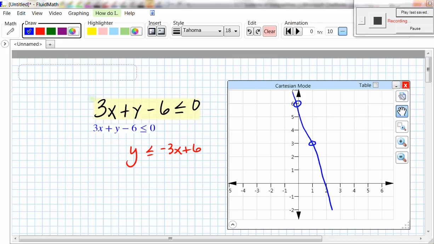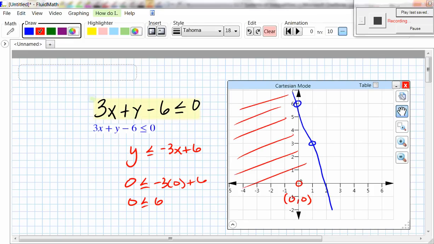Okay, good. Well, let's take a test point. Well, we could test 0, 0, right? So if I was going to take a test point, is 0 less than or equal to negative 3 times 0 plus 6? Yup. 0 is less than or equal to 6. So that seems to be working out pretty good for me, right? So I want to go to the left.